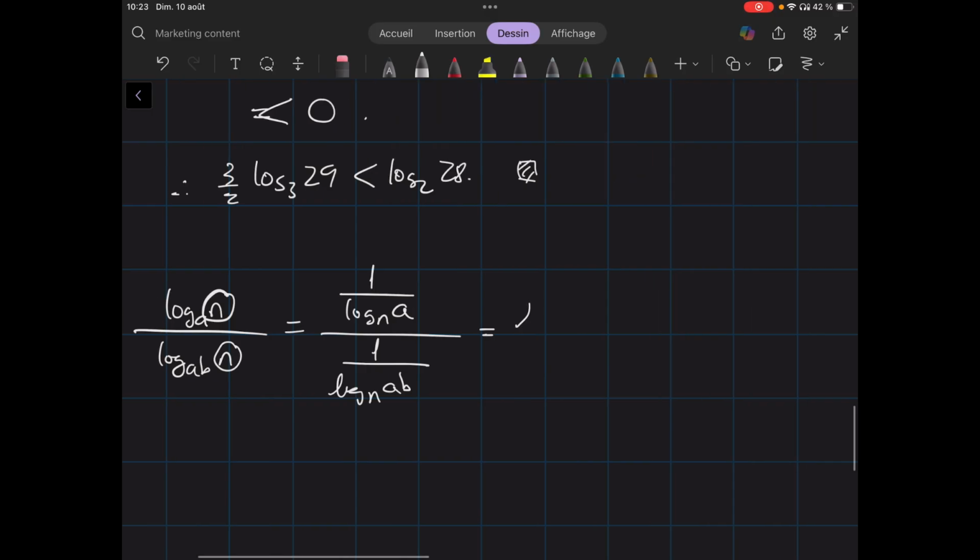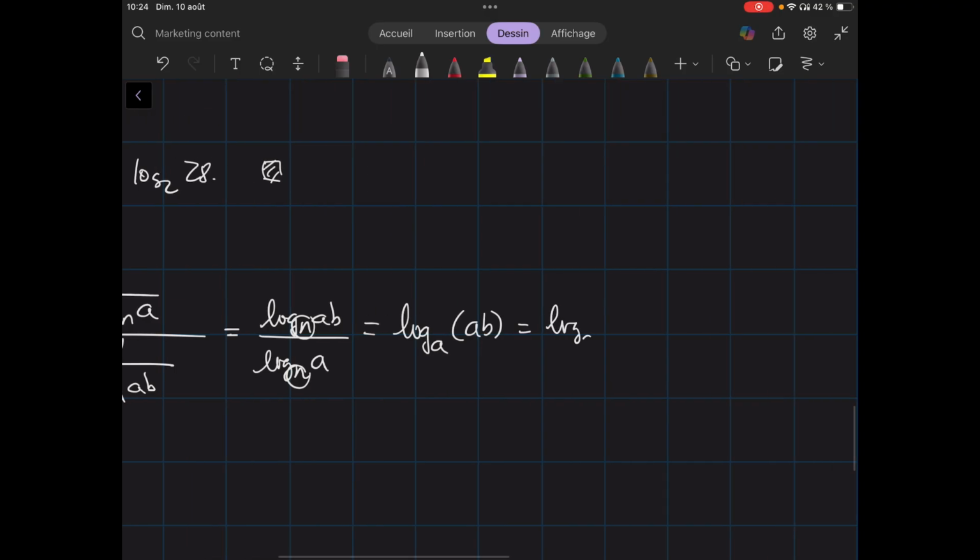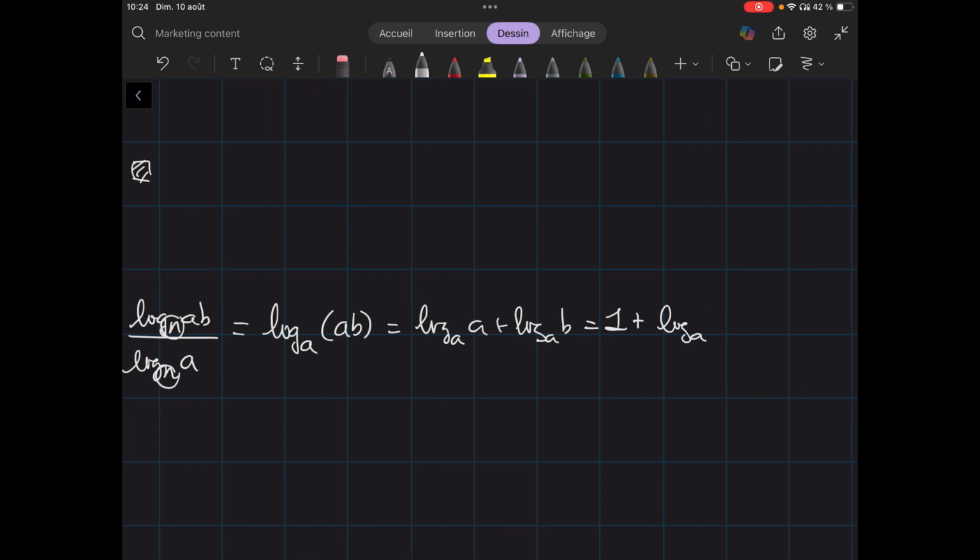This now gives us log base n of ab divided by log base n of a. Now we have the same base. We can use the change of base formula again. This will now give us log base a of ab, or log base a of a plus log base a of b, or 1 plus log base a of b as requested.